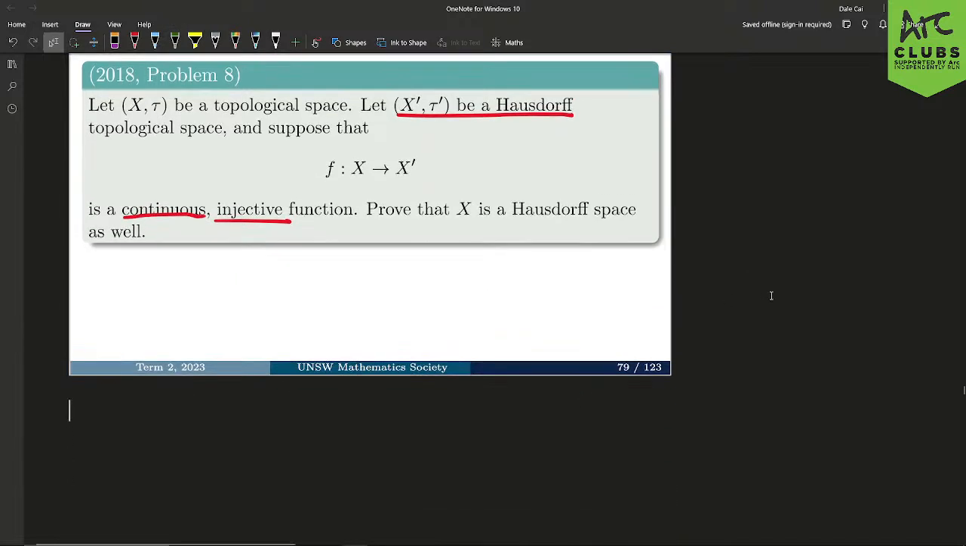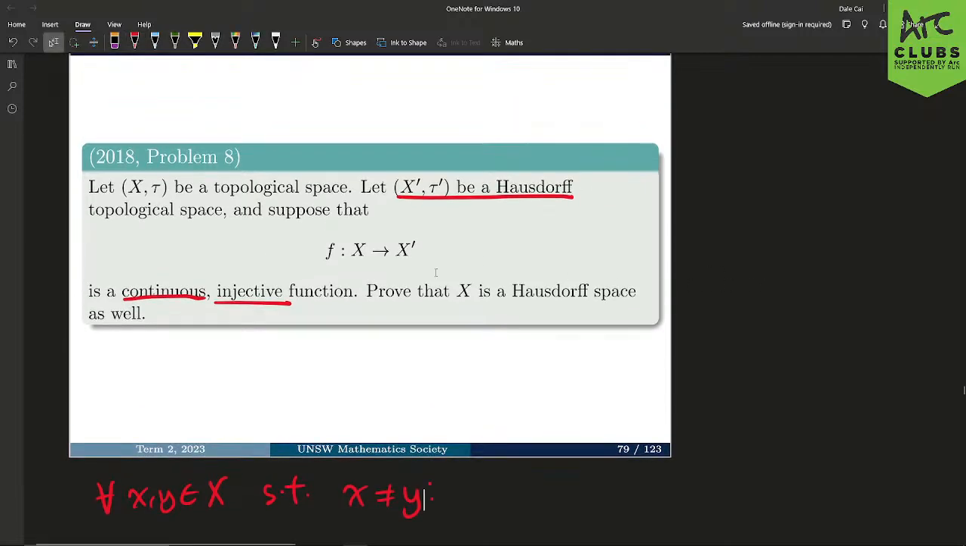So how should we prove this? I want to prove that for all x, y in X such that x is not y, I want to find open sets containing x and containing y that are disjoint. Now let's write down what each of the things mean. So (X', tau') is Hausdorff. That means for all x', y' in X', there exist U', V' in the topology such that x' is in U', y' is in V', but U' intersect V' is empty.